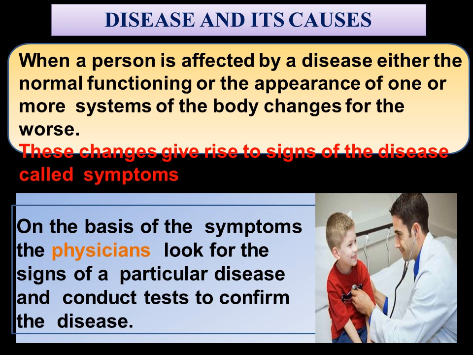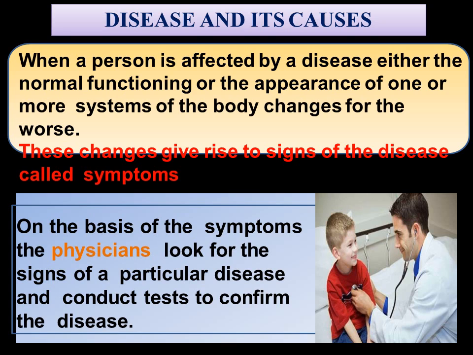Then let's move to diseases and their causes. We'll talk about a few diseases. When a person is affected by a disease, either the normal functioning or the appearance of one or more systems of the body changes for the worse. For example, if a person has a liver disease, the functioning of the liver can be worsened. Similarly, if a person is affected with COVID-19, it affects the lungs, and if it is not taken care of, it can cause death also.